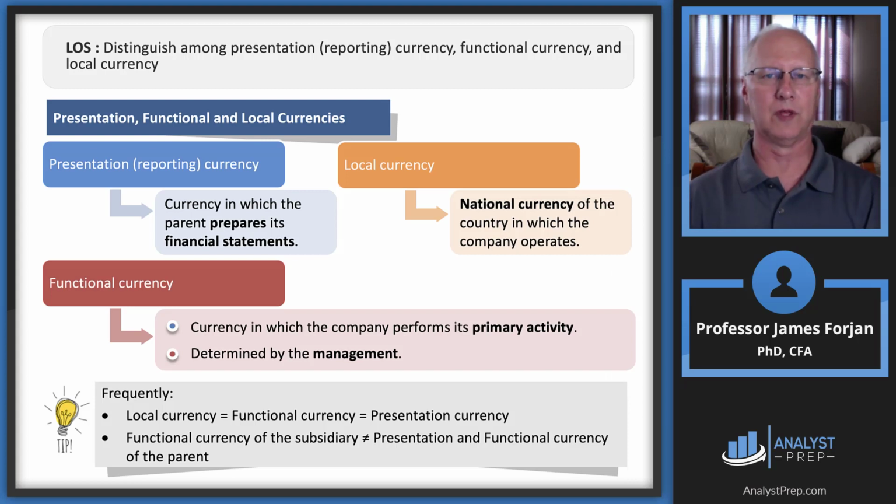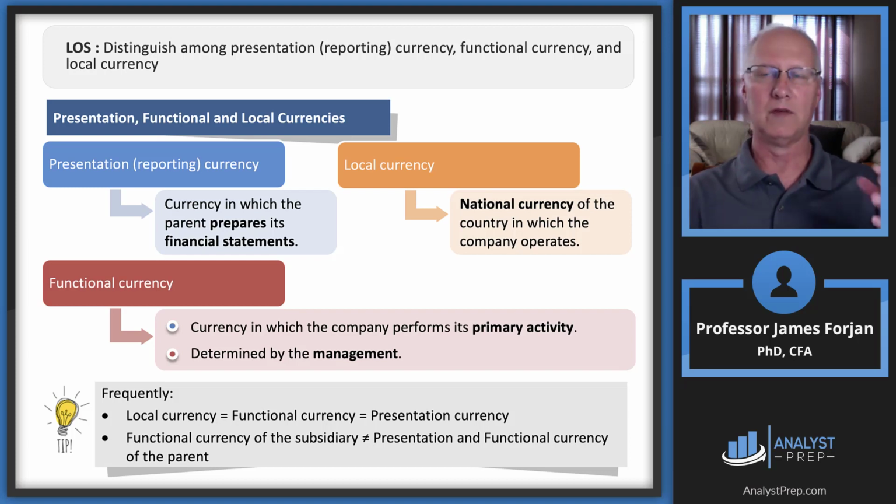All right, so let's go ahead and start with this first simple LOS that sounds an awful lot like something that is probably in accounting books all over the world. So, distinguish among presentation currency. That's the currency in which the parent prepares its financial statements. That makes sense. Functional currency has two parts here: the primary activity of the company, and also that functional currency is determined by management. And as we'll see in a later slide, this is probably going to show up in some kind of a disclosure. And then the local currency is the currency of the country in which the company operates.